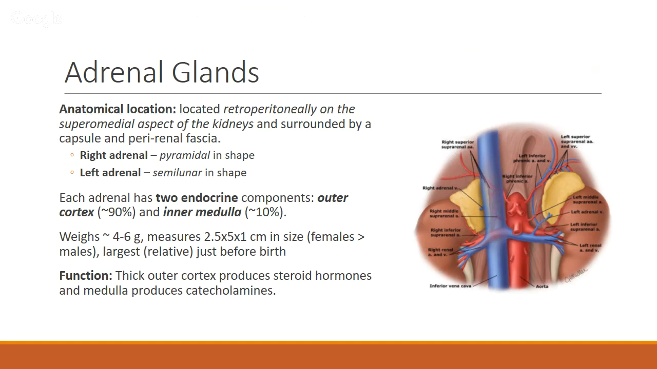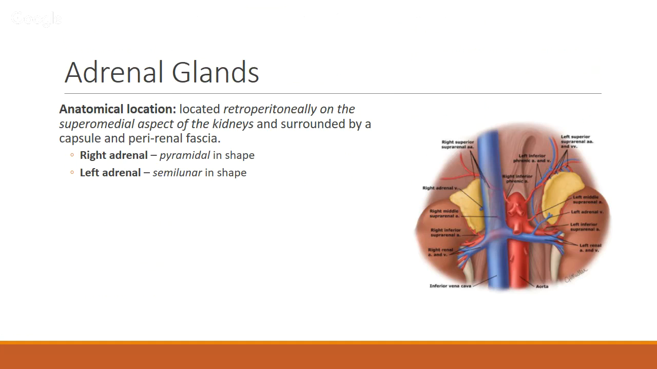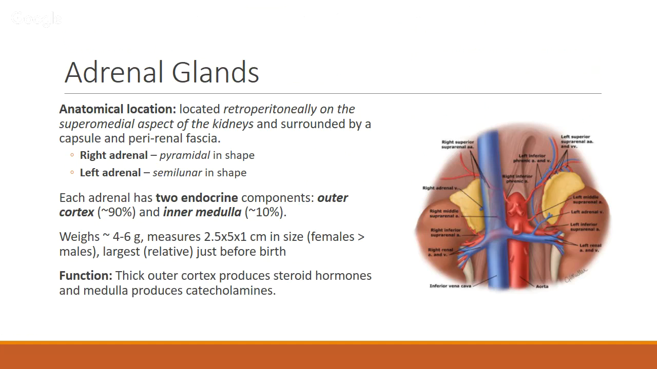In terms of anatomy of the adrenals, I'm not going to cover them. They're basically a retroperitoneal organ, and they comprise an outer cortex and inner medulla. The outer cortex produces steroid hormones, and the inner medulla produces catecholamines, like adrenaline and noradrenaline.